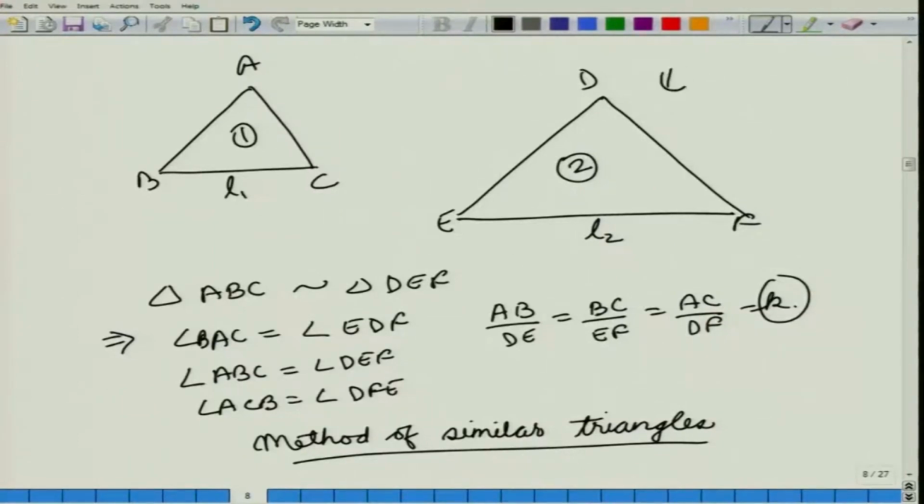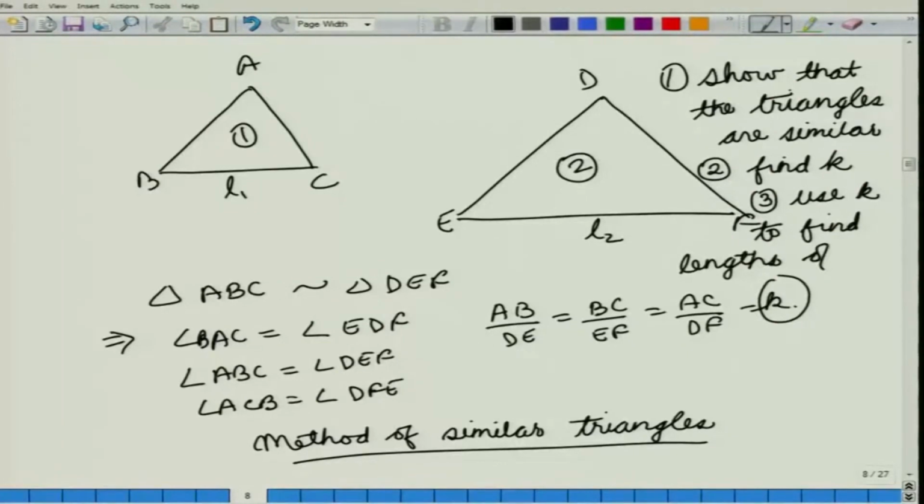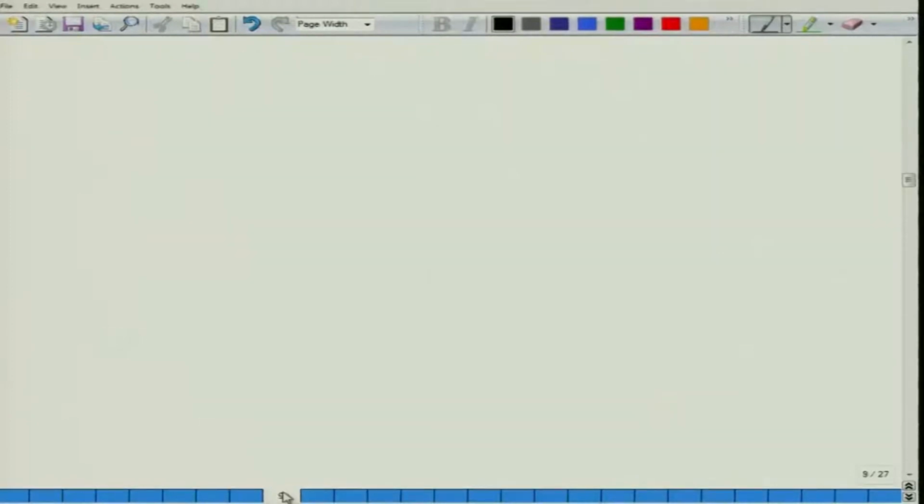So, the steps would be: first, to show that the triangles are similar. Second, find K. We can find K by taking one measurement of both the triangles, the corresponding measurements of both the triangles, and then use K to find the lengths of triangle 2. So, how do we use this method in the field?